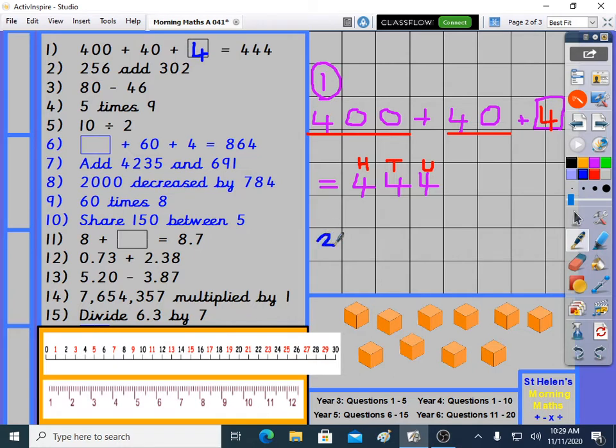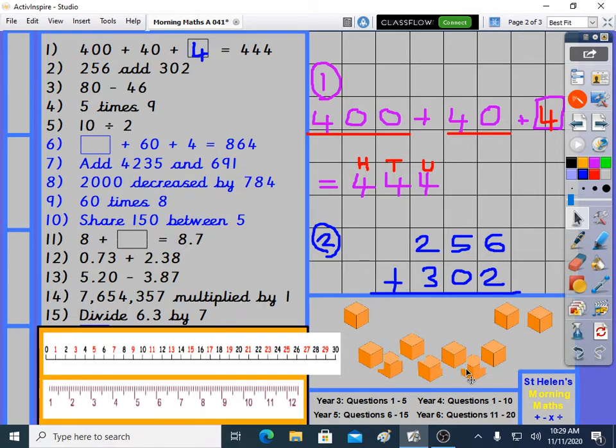Question 2, our column addition practice. The more you practice, the more accurate you'll get. Accuracy means getting things right every time, or hopefully every time, or nearly every time. And you will also get faster with practice. If you do get things right every time, which not many people do, practice will also make you faster.